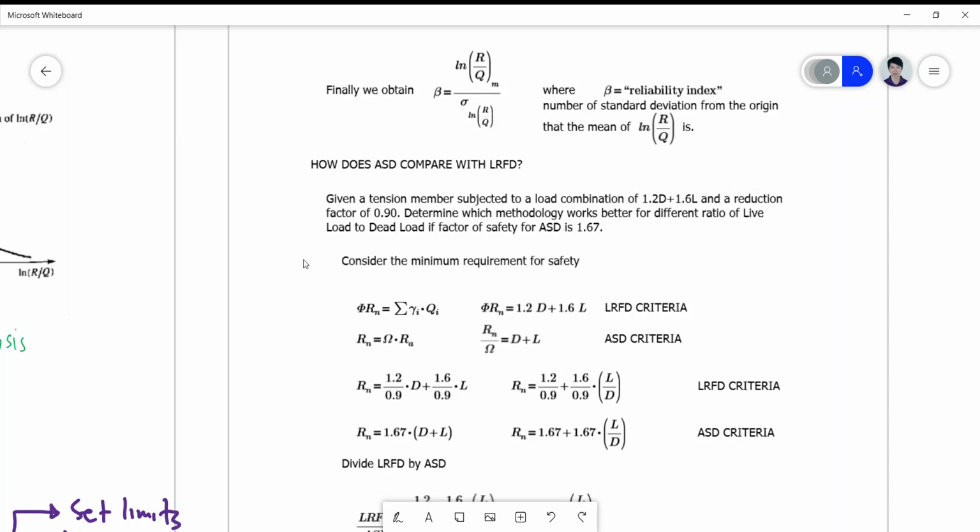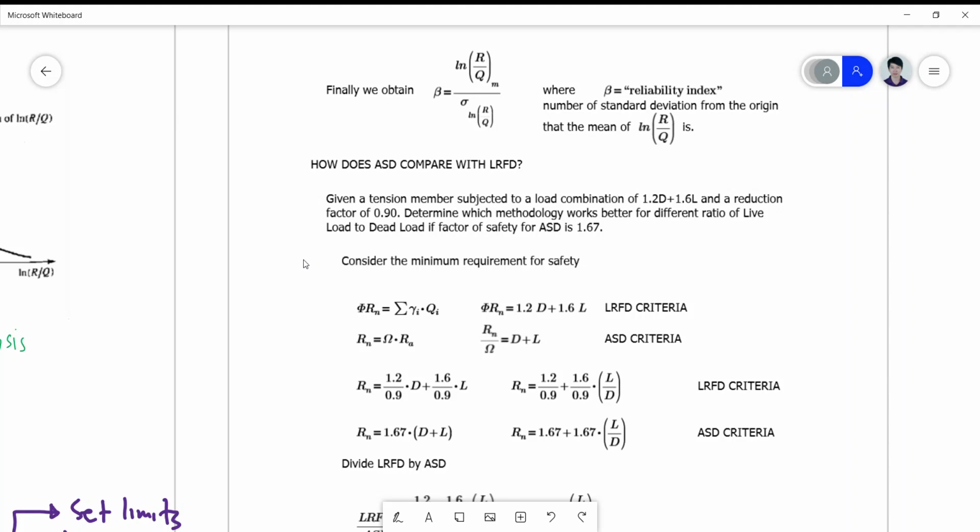So let's try to do it on the basis of a tension member subjected to a load combination, which is widely used by so many codes, the 1.2 dead plus 1.6 live as provided for in the AISC guideline. So we determine which methodology is better in terms of economy and safety. And of course, we do it for dead and live only because this is the simplest way we can compare. But you can actually do it with the inclusion of earthquake and wind as your forces of concern.